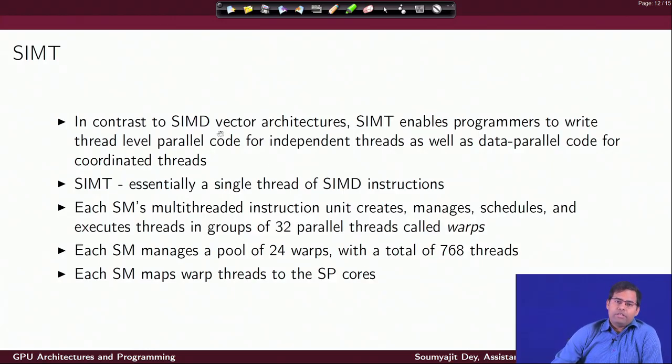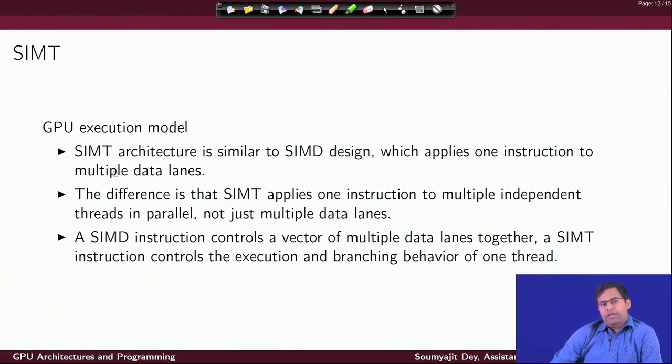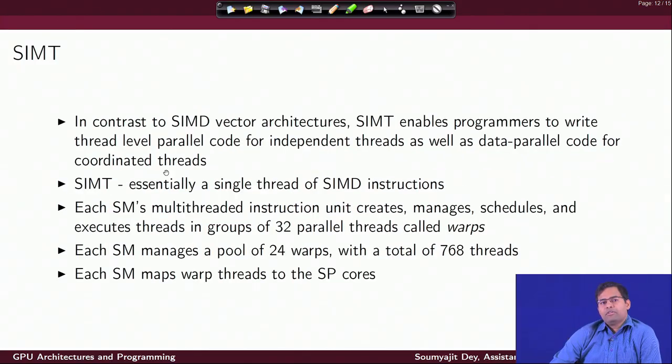So, in contrast with SIMD vector, SIMT will enable programmers to write thread level parallel code for independent threads as well as data parallel code for coordinated threads. Let us understand what we mean. So, as we have said, this is SIMT, that means a single instruction working across multiple threads. But when you look at the behavior of the program, you have multiple threads, but you need to specify the functionality of only one thread, how that thread works for its data points and all that, right. So, I can say that it enables the programmer to write the thread level parallel code for one thread.